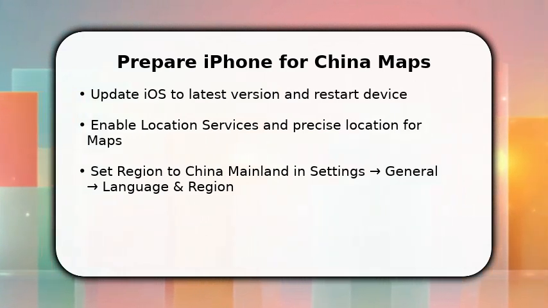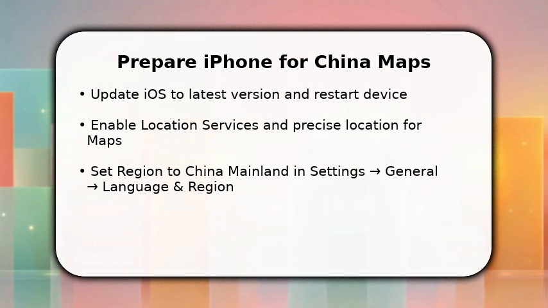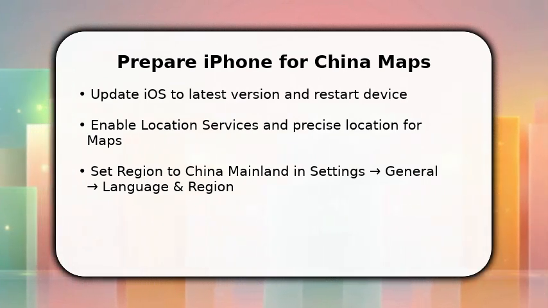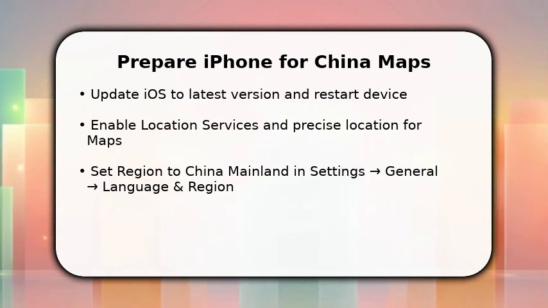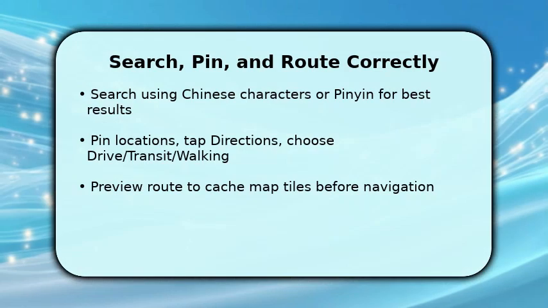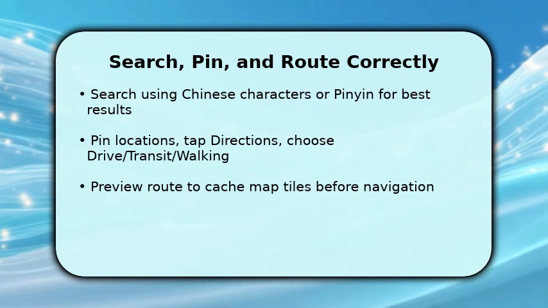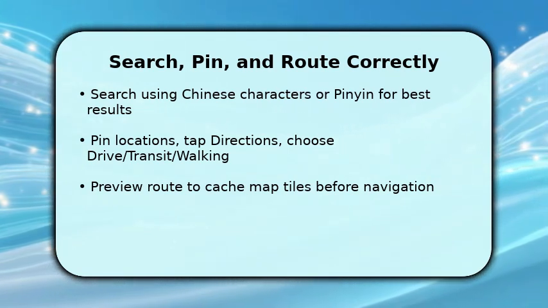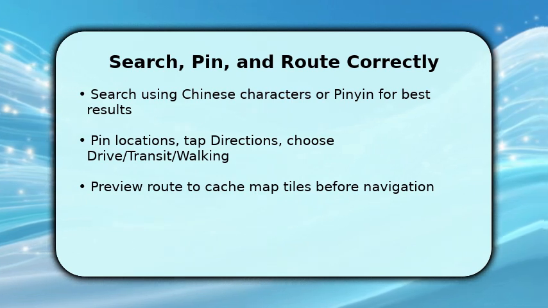This initial configuration forces Apple Maps to load China mapping data and permissions, which is the single required step before you actually search, pin, or navigate. Open Apple Maps and type addresses in Chinese or Pinyin for the cleanest results. Once done, tap a result and pin it.